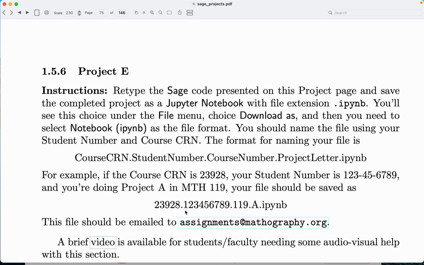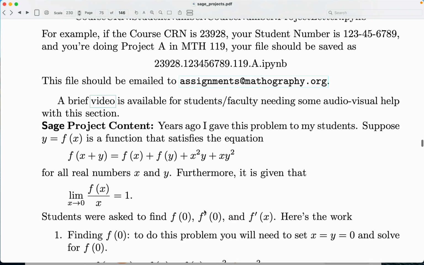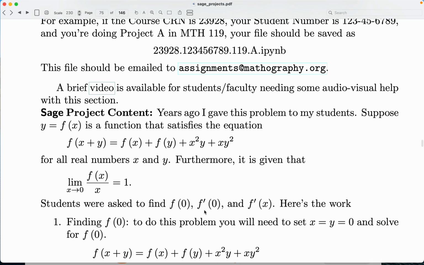Okay, we're on the projects. It's Project D for Math 121. It says over here, again, years ago I gave this problem to my students. Suppose that y is a function of x. It goes on over here: f is a function that satisfies this equation for all real numbers x and y. Furthermore, it is given that blah, blah, blah.